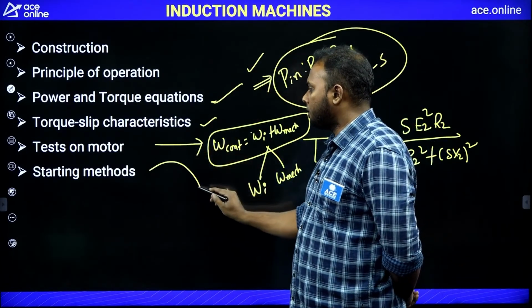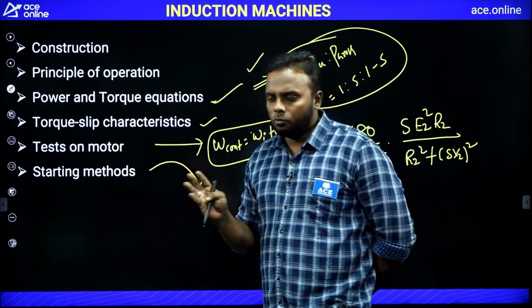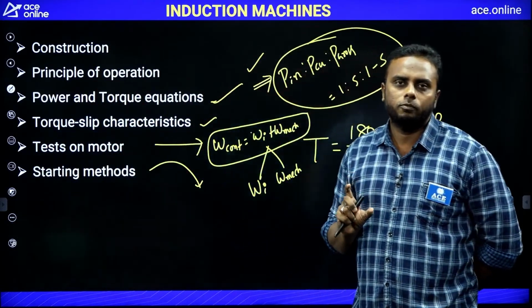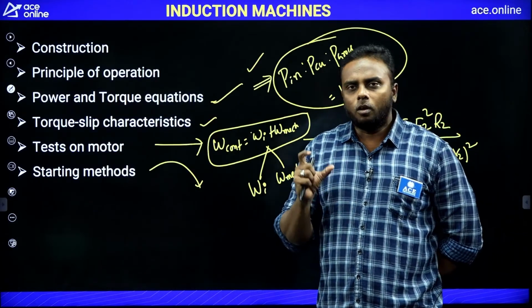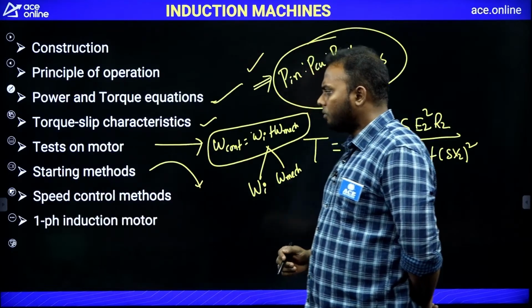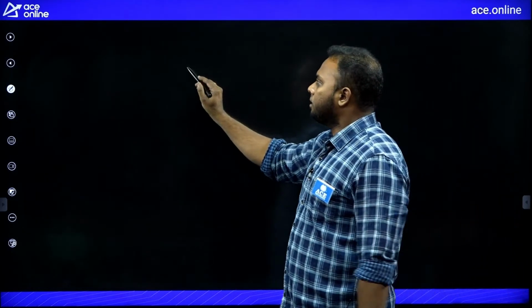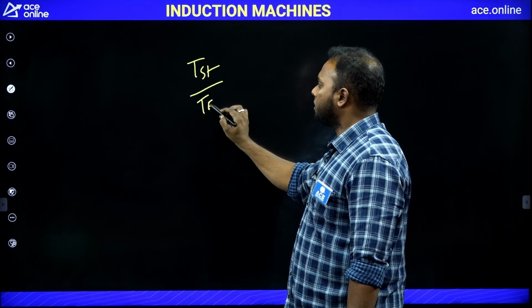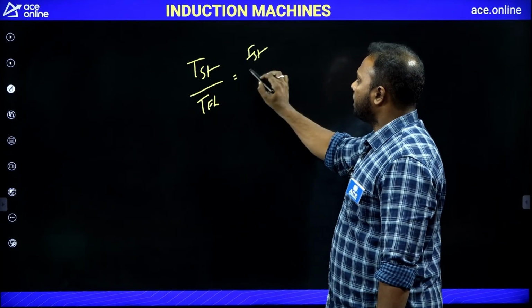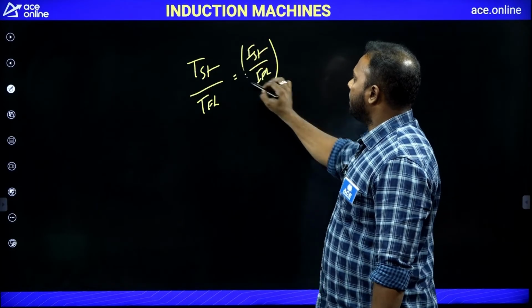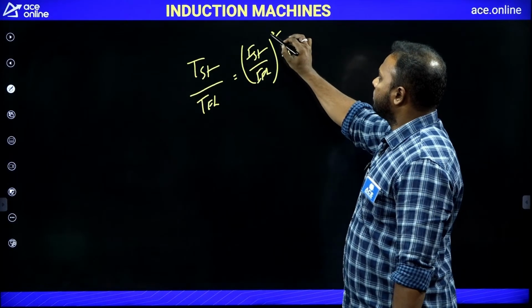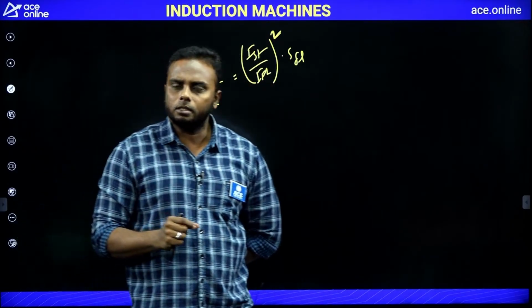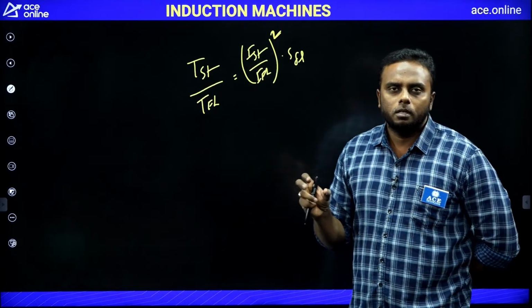And what are the starting methods we have? So we have DOL starting, series reactor starting, series resistor starting, auto transformer starting, and finally star delta starting. In all these starting methods, what you need to focus on is that in every starting method you have to compare the starting torque to full load torque ratio, which is (IST by IFL) whole square into SFL, full load slip. So this ratio we compare in every starting method, like DOL starting, reactor starting, resistor starting, auto transformer starting and star delta starting.